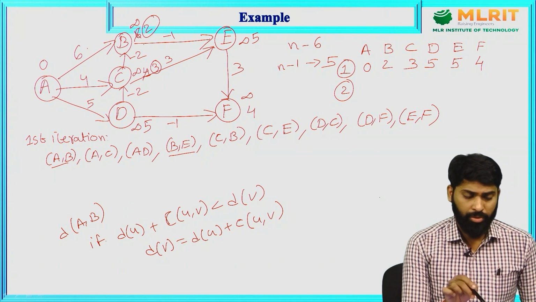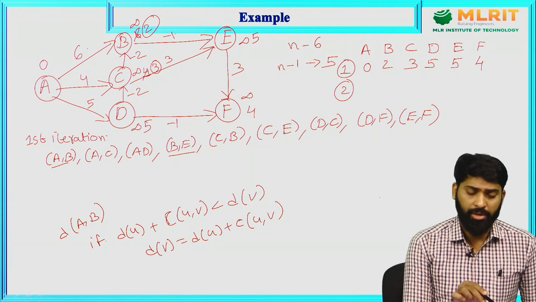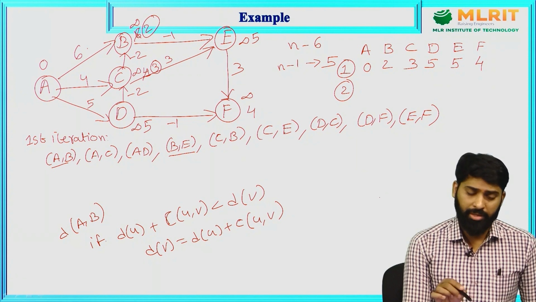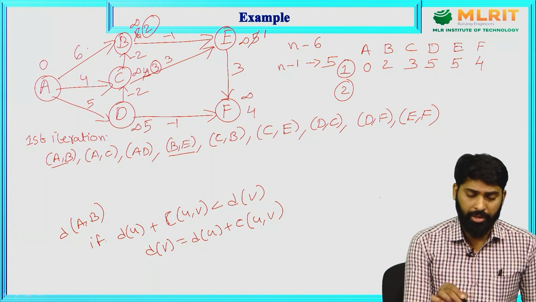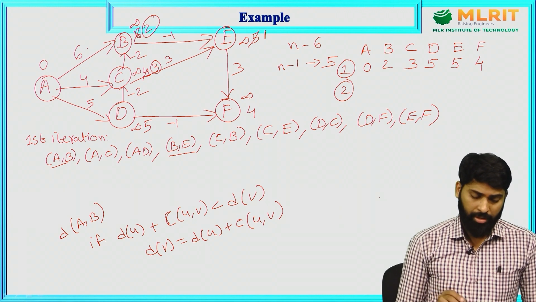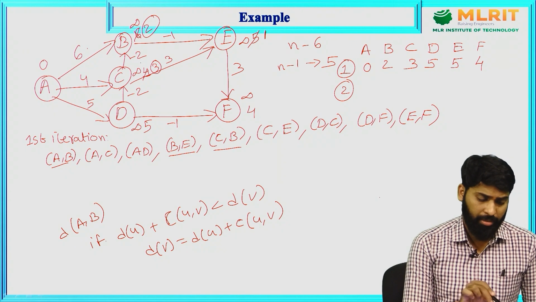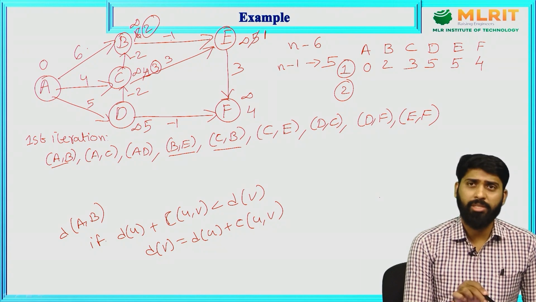Coming to the next one, B to E. Here the B distance is 2. So 2 minus 1 is 1. 1 less than 5? Yes. So update here, the distance of E is 1 now. Next, C to B. The distance of C is 3. So 3 minus 2, minus 1. Minus 1 less than minus 1?